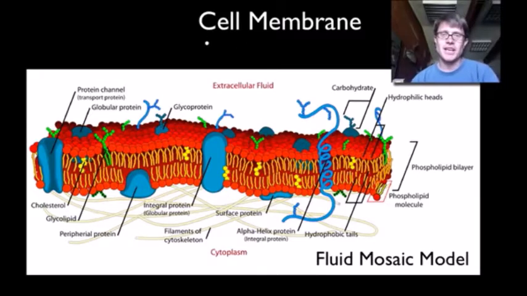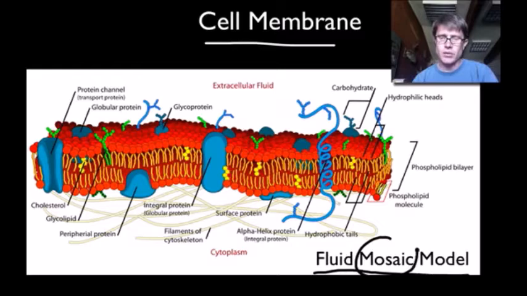Okay, so let's start with what parts of the cell membrane. Again, I said that our understanding of it is that it's a fluid mosaic model. Let's first start with the mosaic. What does mosaic mean? It's made up of a number of different things.